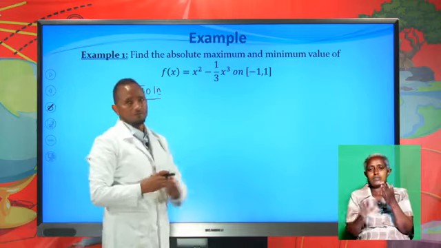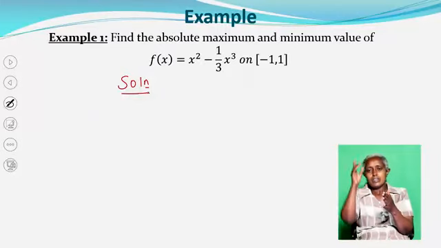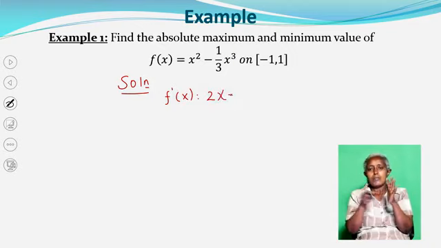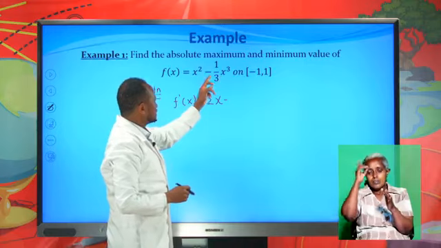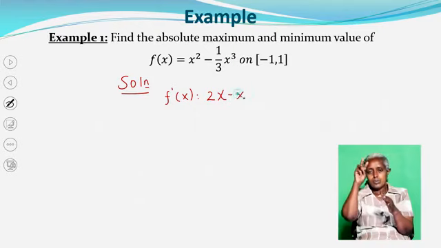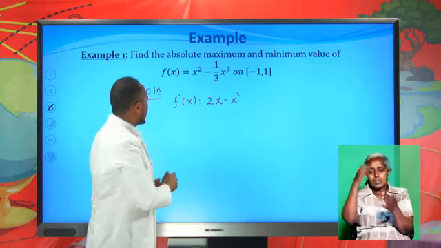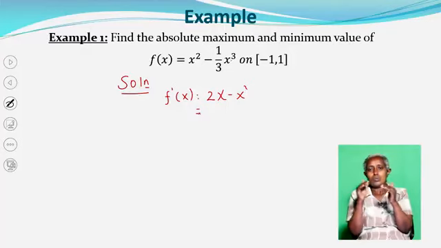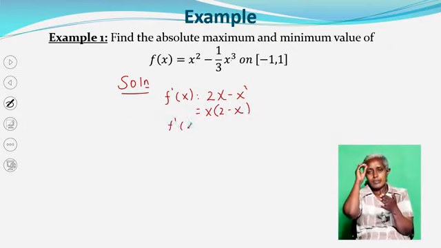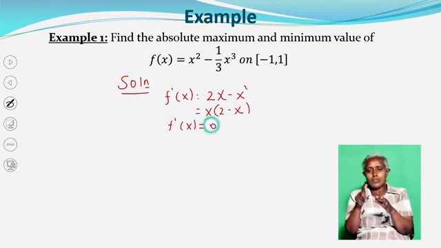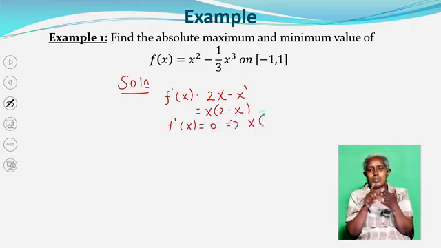the critical number for this function, the critical number which is found on this interval. Therefore, here the derivative of our function, f prime of x, equals the derivative of this one, 2x, minus the derivative of this function, x squared. 3 cancels 3 and subtract 1 from the exponent, you have x squared. Therefore, this equals, factoring x, x times 2 minus x.